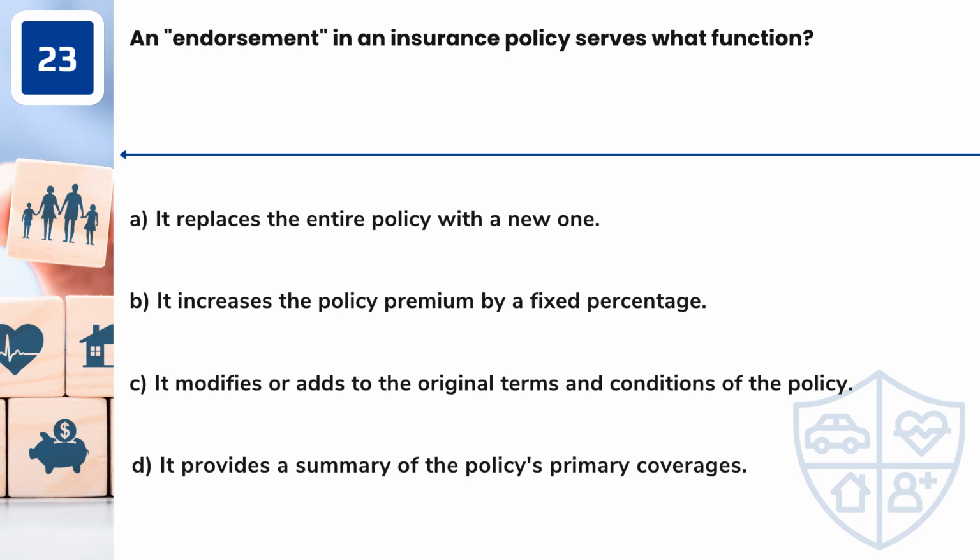Question 23. An endorsement in an insurance policy serves what function? A. It replaces the entire policy with a new one. B. It increases the policy premium by a fixed percentage. C. It modifies or adds to the original terms and conditions of the policy. D. It provides a summary of the policy's primary coverages.